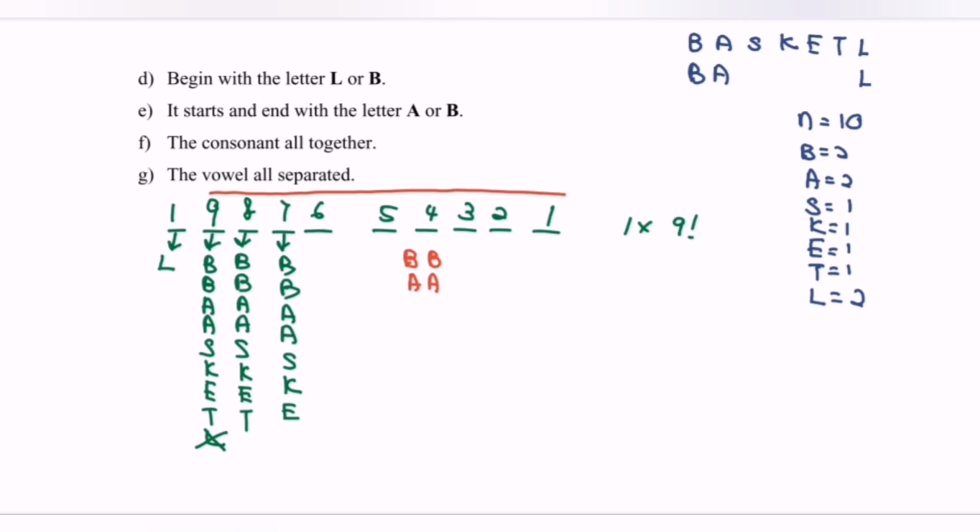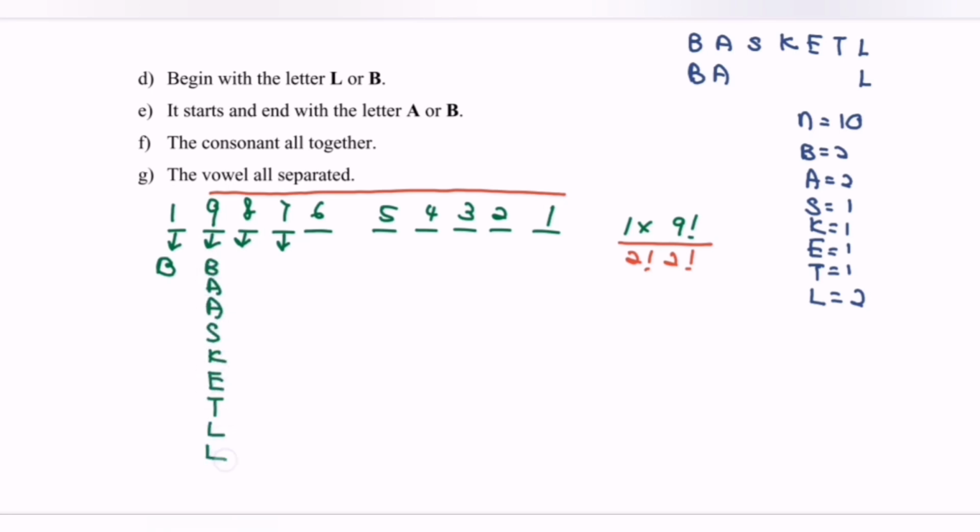It means that what we have to do is to divide the situation with 2 factorial for the B and 2 factorial for the A because of the repeated situation. So repeat the same thing for the situation, just that we have to replace the L with the B. So same goes to the element inside the red line, where again we will have the same situation. We have to select the situation again, where we have the B, A, S, K, E, T, and double L. So where we have 9 possible situations.